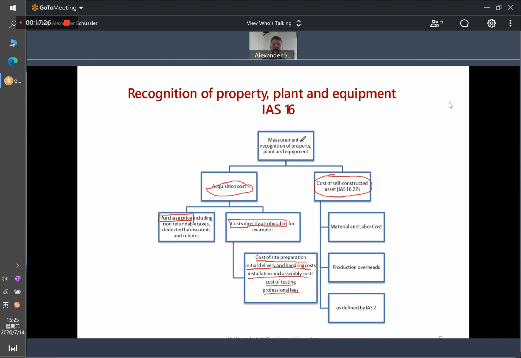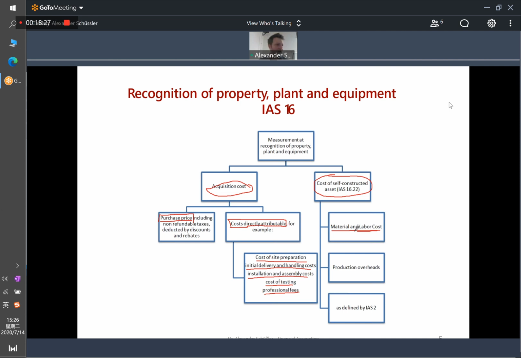On the right hand side, we have self-constructed assets. Self-constructed assets means we build the assets ourselves. Let's say, for example, BMW builds a car, but it doesn't sell it, it uses the car for its employees. Then BMW has built the asset itself. So the question is, what elements have to be included when we're talking about self-constructed assets. One important element is material and labor costs. Material and labor costs have to be put on the balance sheet.